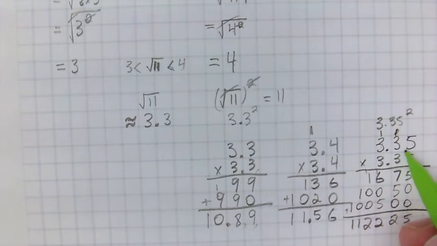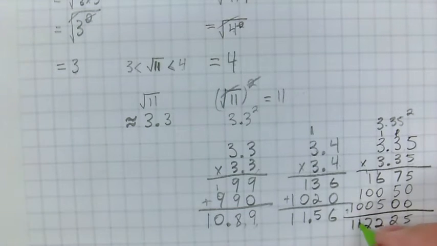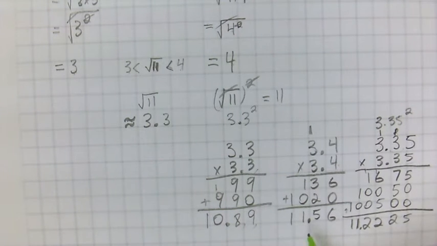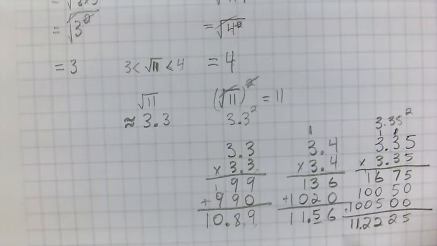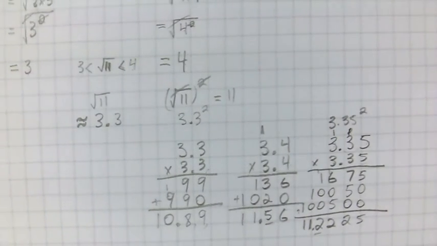How many decimals were there? 1, 2, 3, 4. So it's 1, 2, 3, 4. Oh, so we're above 11. We're closer to 11 than we were before. This was 5/10 and a bit off. This was 2/10 and a bit off. So it's still lower than this. Let's do another one here.